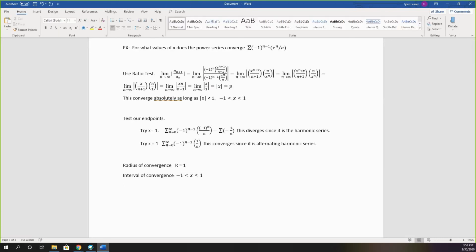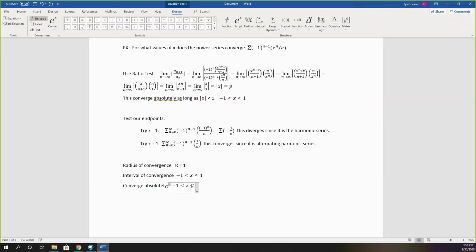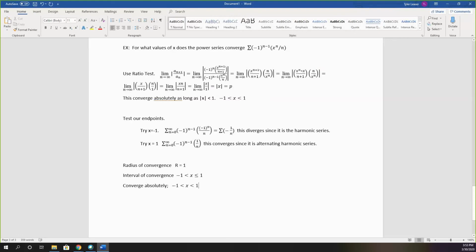Other things that the homework questions may ask you is, where does this converge absolutely? Remember that the ratio test gives us absolute convergence, but my ratio test only gave me absolute convergence on just the less than. So we have absolute convergence, just -1 less than x less than +1. It'll then ask you, where does it converge conditionally? This is going to converge conditionally only at that endpoint of 1. Remember that it converges conditionally if the alternating series converges, but not the absolute value. So that's what's going on here.